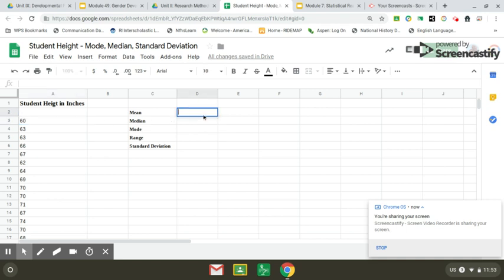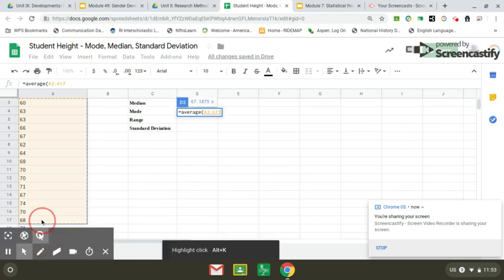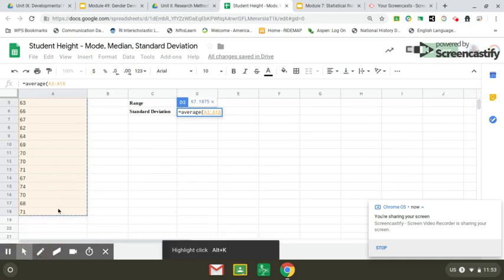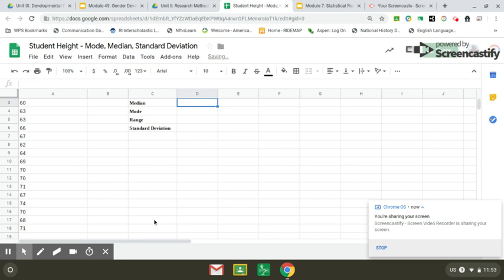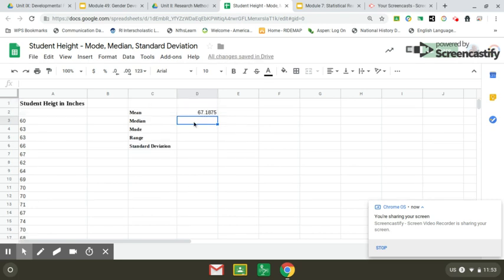All right, starting with the mean, just open up the cell in D, equals average, and just grab all the numbers and close parentheses. So we got an average there of 67.1.